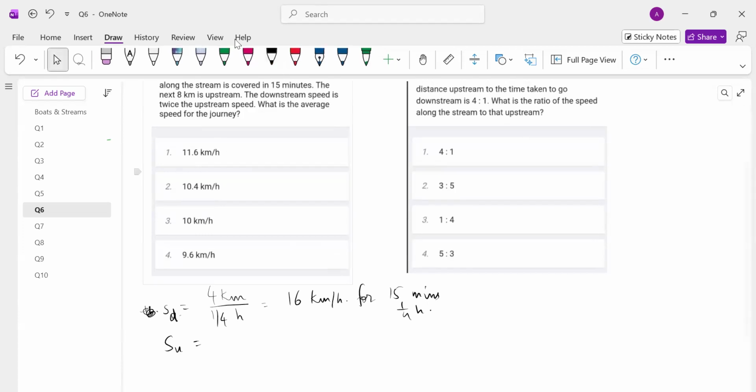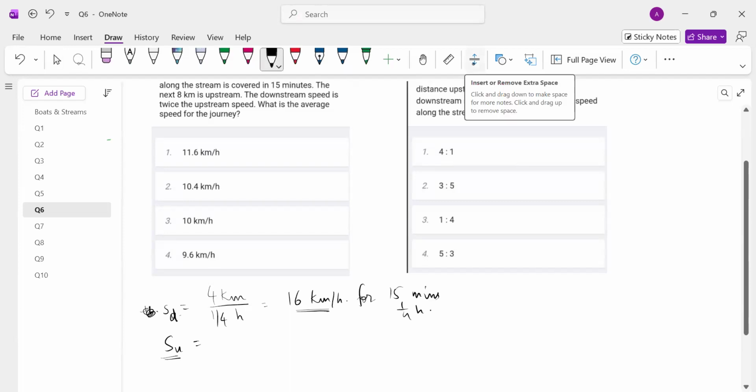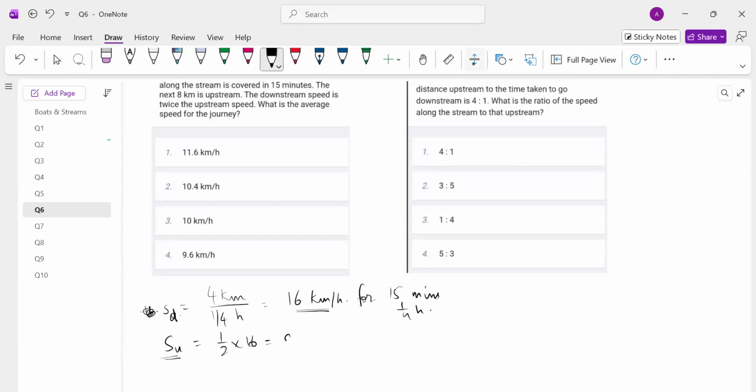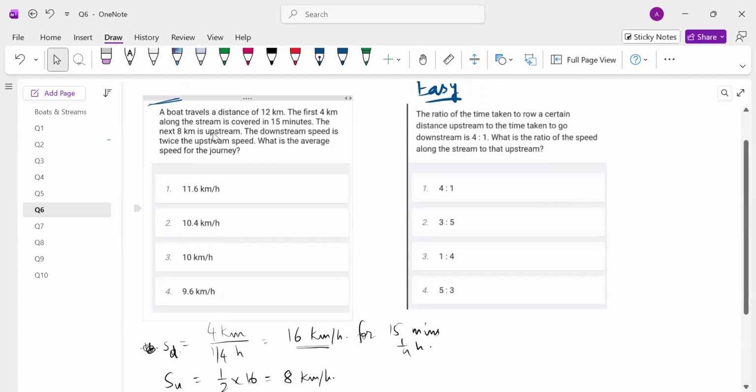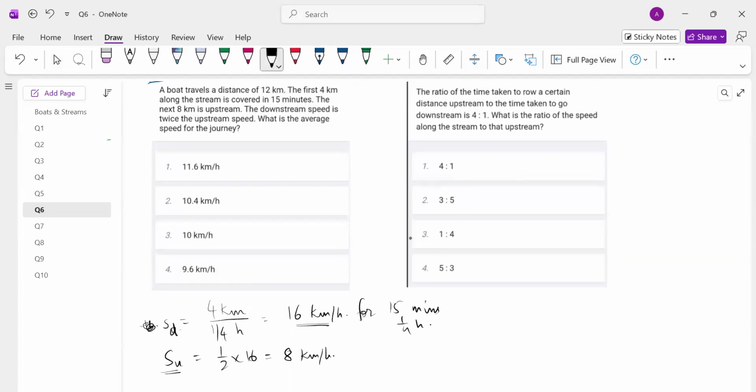Okay, I think Bharat Ashwin has put an answer, Sindhuja has put an answer. Okay, 9.6. Okay, I'll confirm it. So the upstream speed is half of this, half of 16, which is 8 kilometer per hour, right? And this is for 8 kilometer. Yeah, this is 8 kilometer per hour for 8 kilometer.